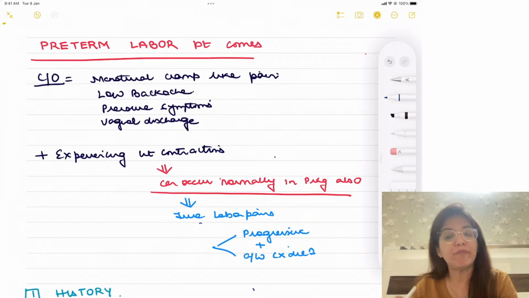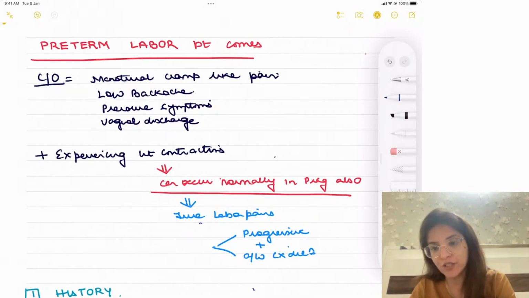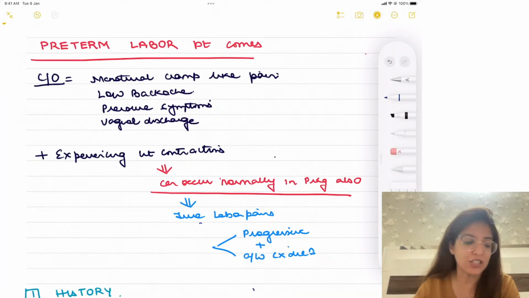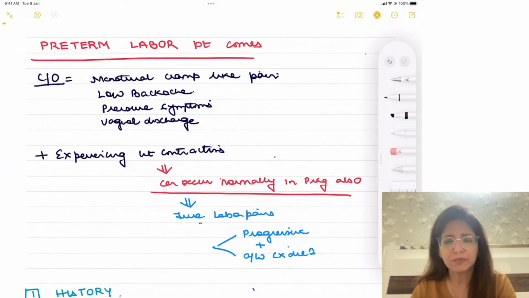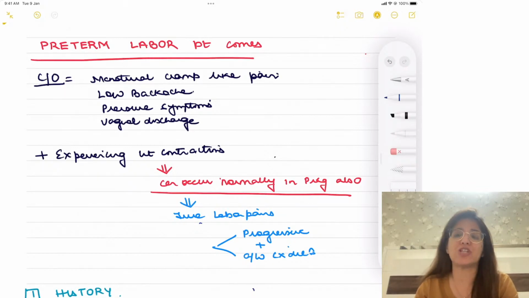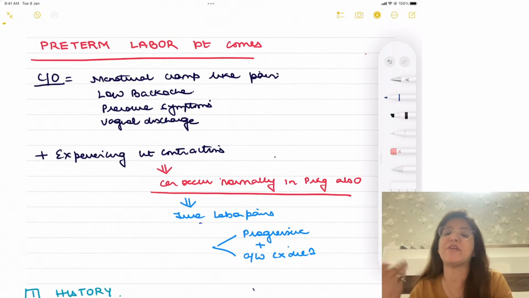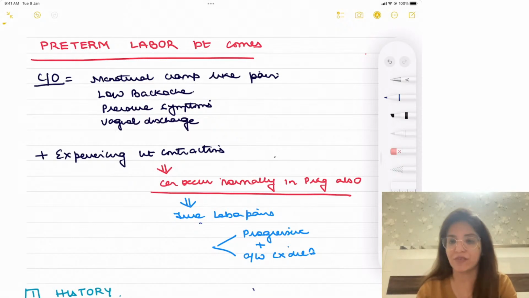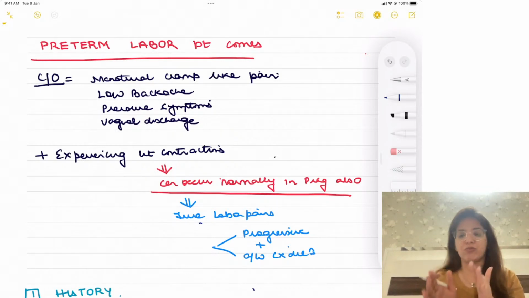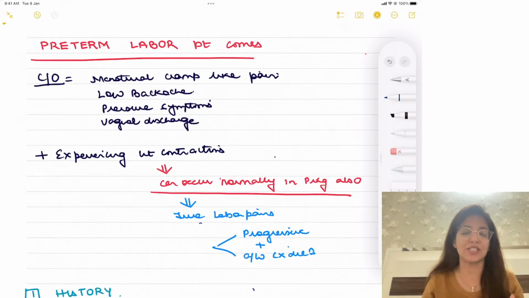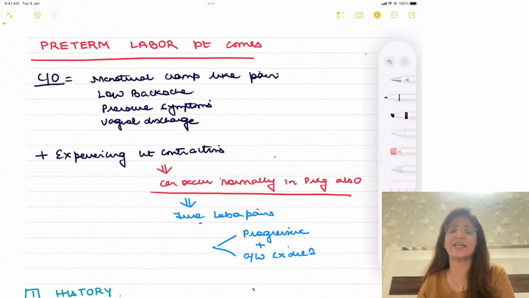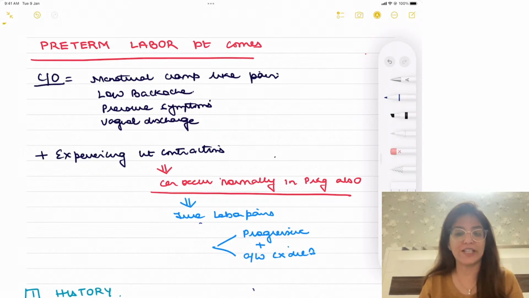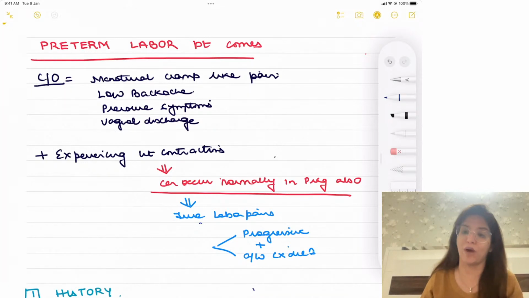In part 1, I had discussed what the risk factors for preterm labor are, and also the interventions which you should be doing if a patient with a previous history of preterm labor or any risk factor related to preterm labor comes to you. Forget about the risk factors and the history taking part, where we discussed all those things.